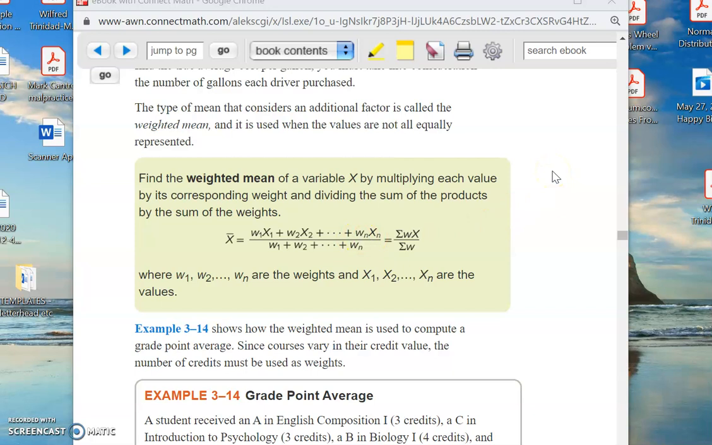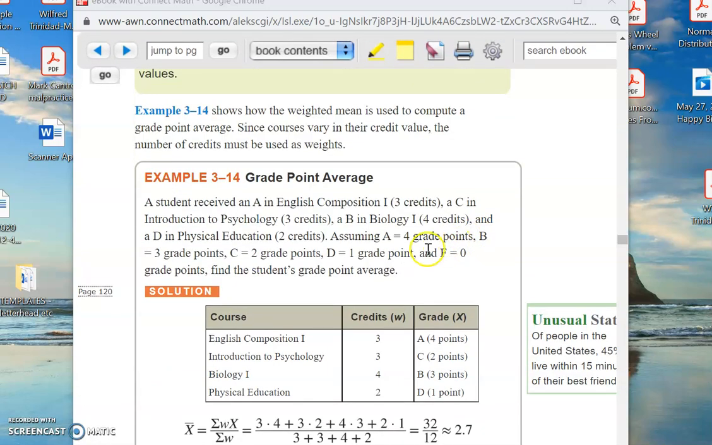You could have just as easily, let's suppose the names of the taxi cab drivers were Adam, Bill, and Charlie. You could have just as easily said weight of Adam times the value for Adam, weight of Bill times the value of Bill. You could have had their names as a subscript, but this is typically done this way because it's just more convenient to have a number for a subscript. Okay, so on the top you multiply by the weight, and on the bottom you add up all of the weights.